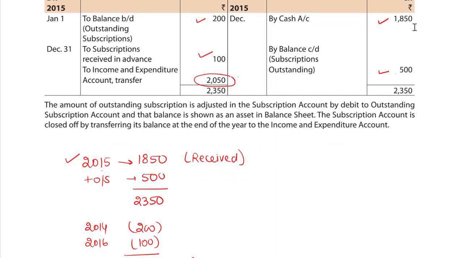1850 we have received. Outstanding at the end of the year is 500, so 2350. Out of this, 200 relates to 2014 and 100 relates to 2016. So income and expenditure account 2050. The amount of outstanding subscription is adjusted in the subscription account by debit to the outstanding subscription account, and the balance is shown as an asset in the balance sheet. The subscription account is closed off by transferring its balance at the end of the year to the income and expenditure account.